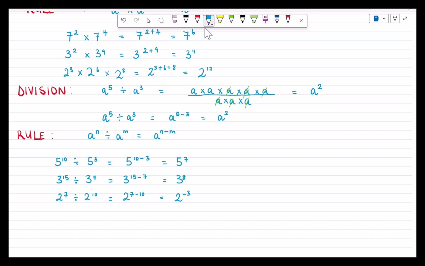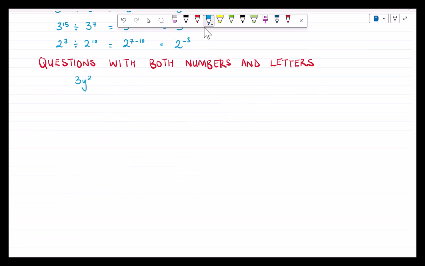So sometimes you can be given questions with both numbers and letters, and I'll show you how to deal with those. If we have 3y to the power of 2 times 4y to the power of 3, what we'd do, first of all, is to multiply the numbers 3 and 4, and we get 12. And then we deal with the powers where we have y to the power of 2. And remember, when we're multiplying, we add. So that would be y to the power of 2 plus 3, which gives us our final answer as 12y to the power of 5.